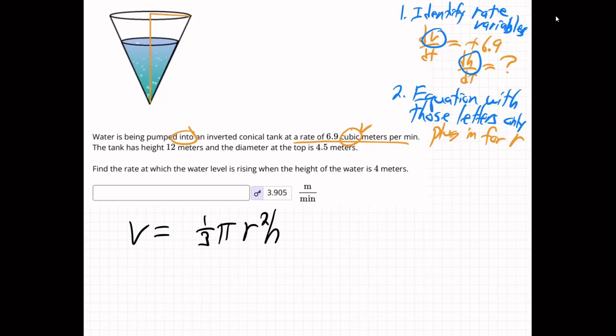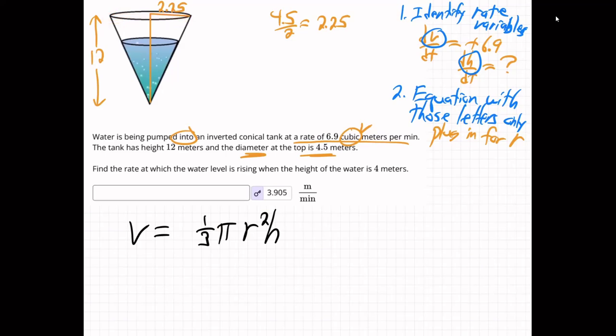Okay, it tells us that the tank is height 12 meters. So that means 12 meters is the total height of that tank, right? And it tells us that the diameter of the top is 4.5. That means it's 4.5 all the way. So I'm going to cut that in half. 4.5, cut it in half, 2.25, right? Because they said diameter, which means all the way is 4.5. So half of that is 2.25. Okay. That's the whole container, right?